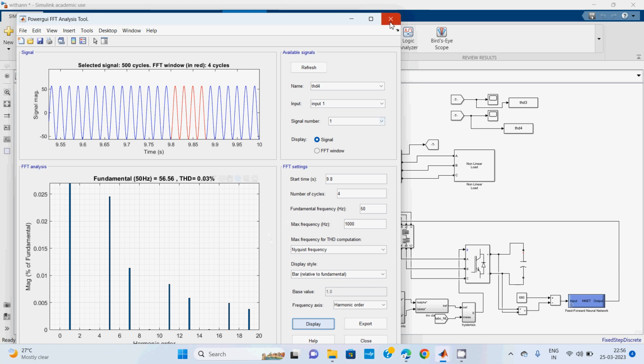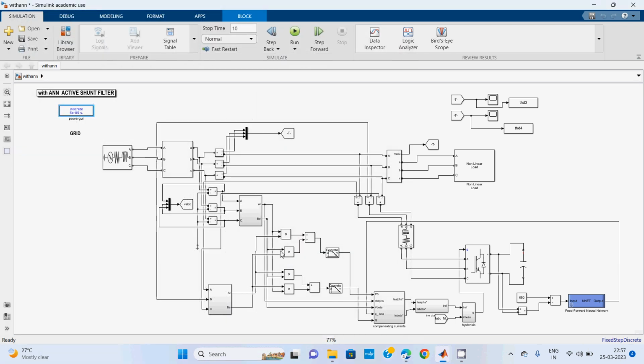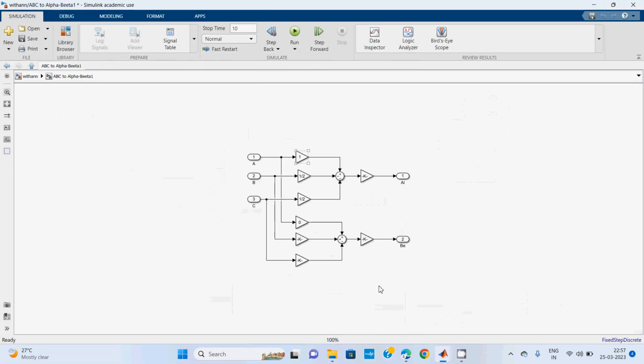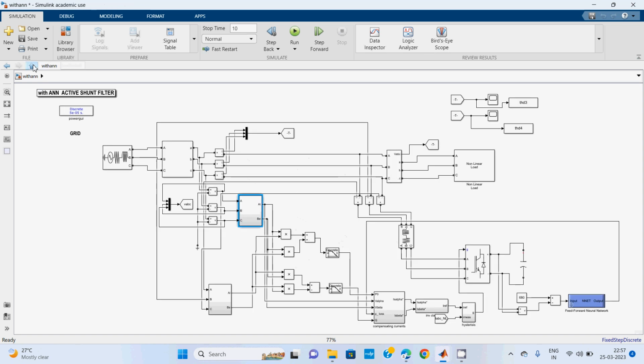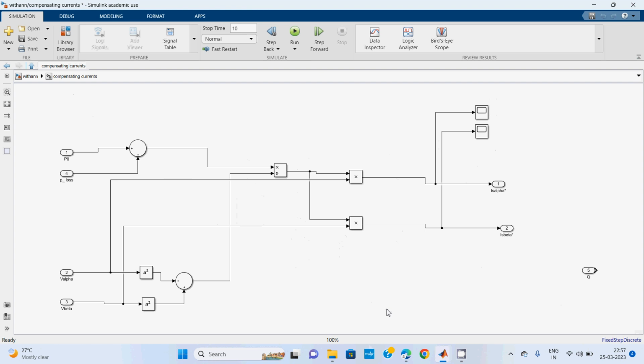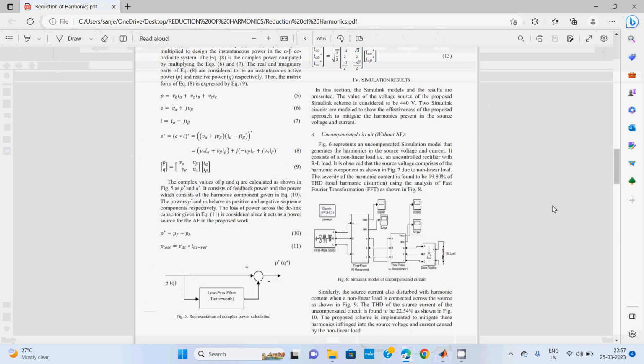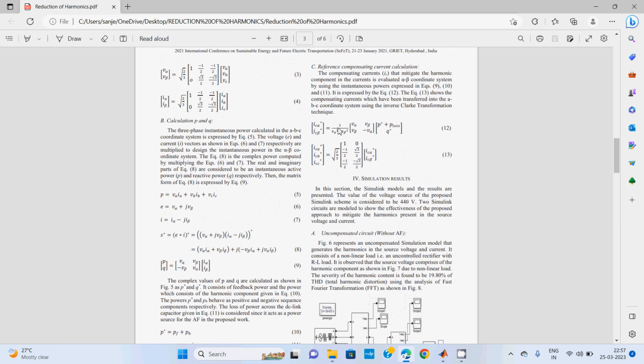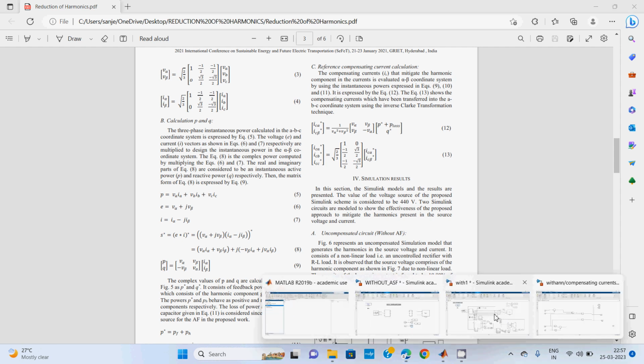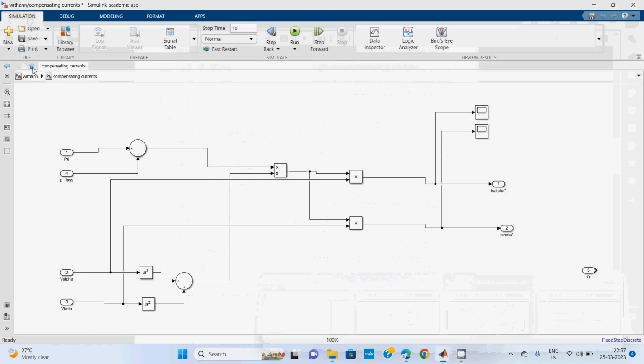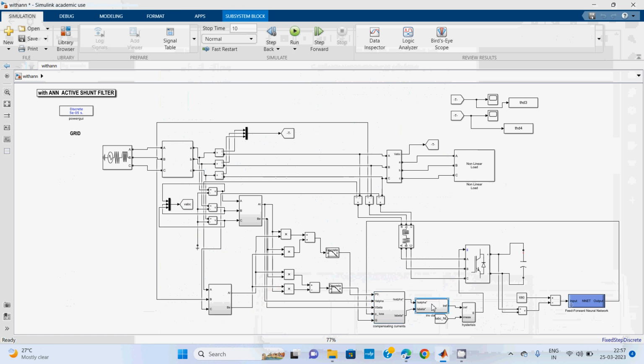There are formulas involved in the conversion from ABC to alpha beta, and for compensating there is one formula. I will show you that formula here. It is easier for you to analyze for future reference. So this one is the compensating current formulas. These two will be mentioned at that point. And this is the inverse Park transformation. It also contains one formula.